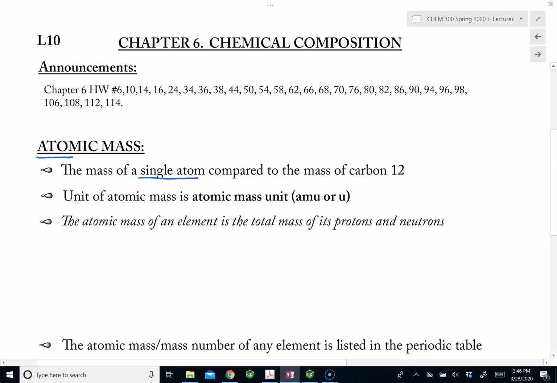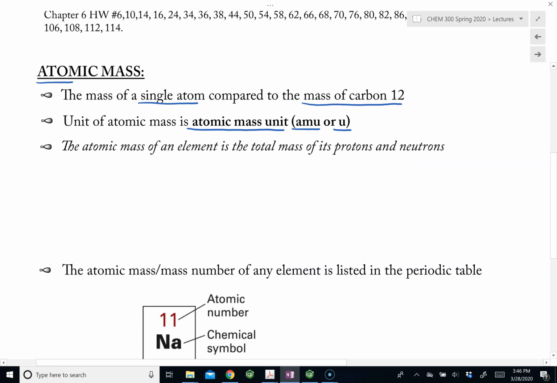And the mass of a single atom of any substance is then compared to the mass of the carbon-12 isotope, because the carbon-12 isotope is our reference substance. And the unit of atomic mass is then called the atomic mass unit, which is abbreviated as AMU or simply U. And an atom gets its mass from the mass of its protons and its neutrons.